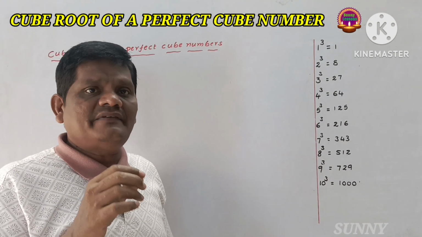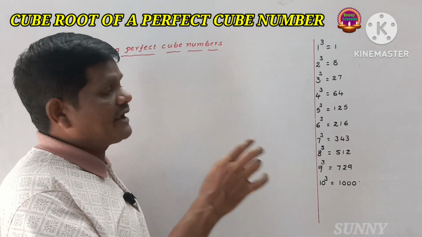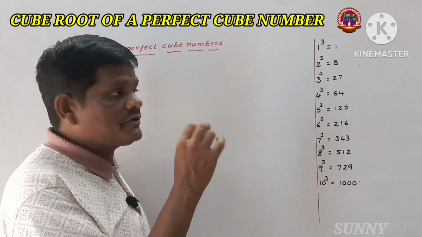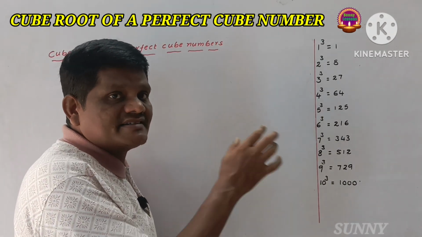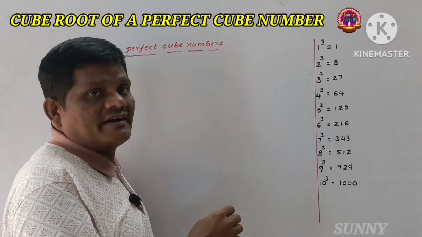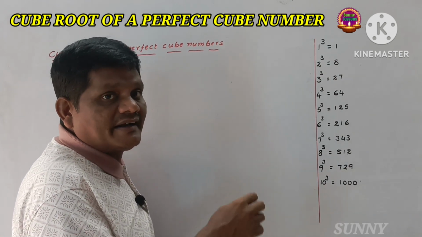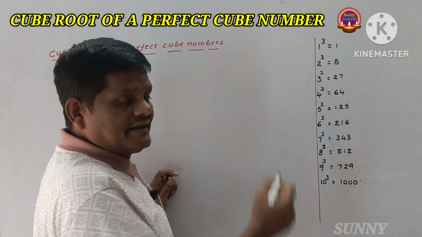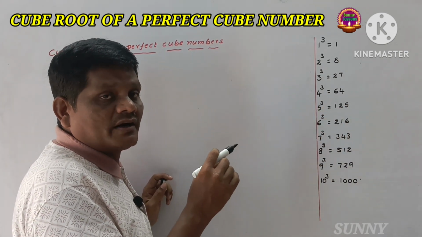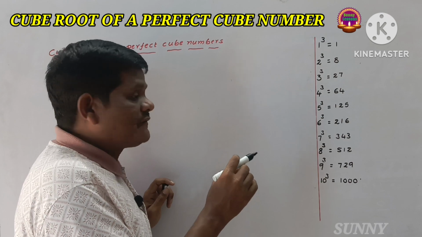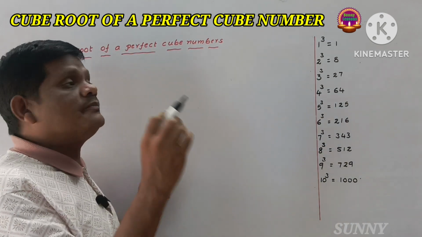Already we know very well the cubes from 1 to 10. 1 cube is 1, 2 cube is 8, 3 cube is 27, 4 cube is 64, 5 cube is 125, 6 cube is 216, 7 cube is 343, 8 cube is 512, 9 cube is 729, 10 cube is 1000. Here 1, 8, 27, 64, 125, 216, 343, 512, 729 and 1000 are perfect cube numbers.